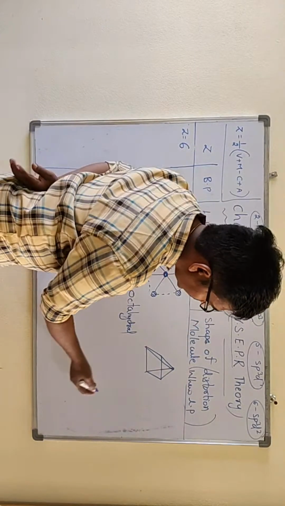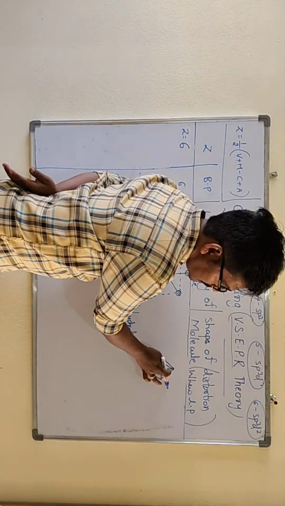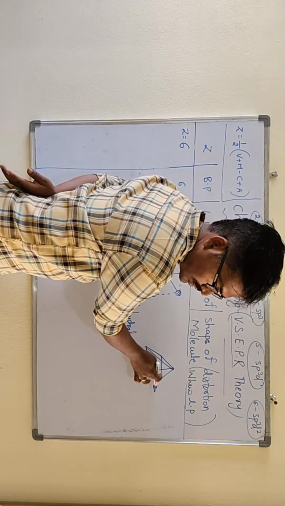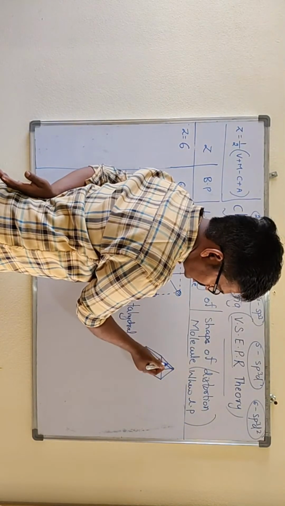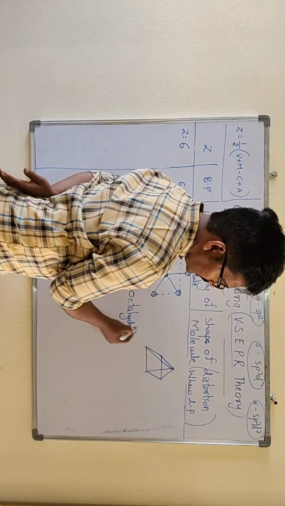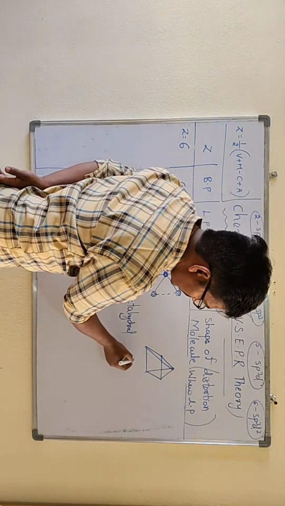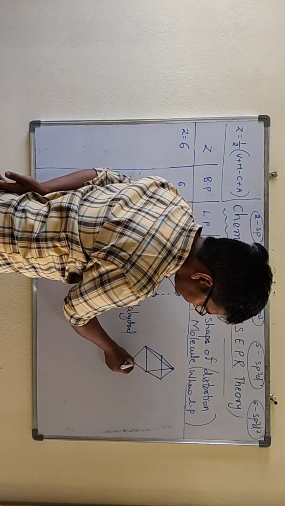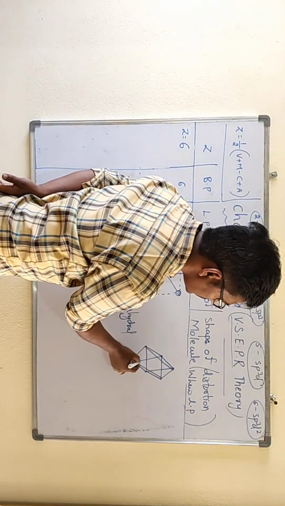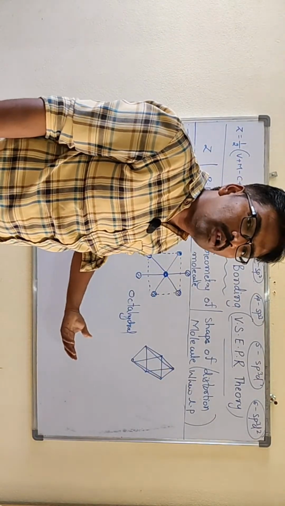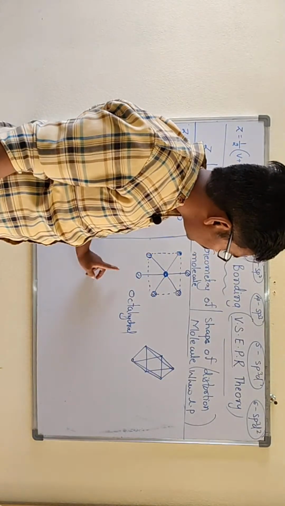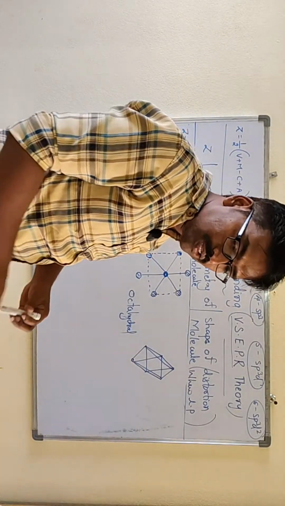Once we add 4 trigonals, you can observe: here one trigonal, then on the back side one trigonal, then this side one trigonal, and this side one trigonal. Then below, also 4 trigonals, like this. So this we call octahedron. That's why we call it an octahedral structure.